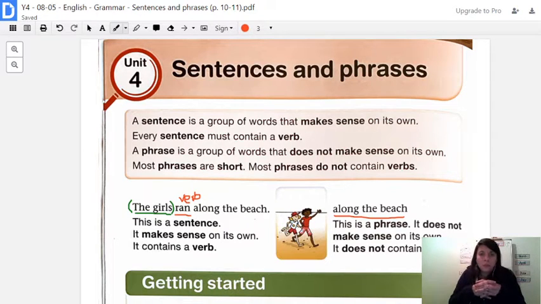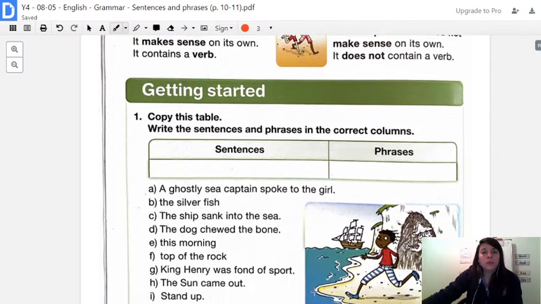But if I say tomato soup, but what happened to the tomato soup? Who made this tomato soup? What are you talking about, miss? That's when I know that I'm saying a phrase. Okay? Now, what are we going to do?